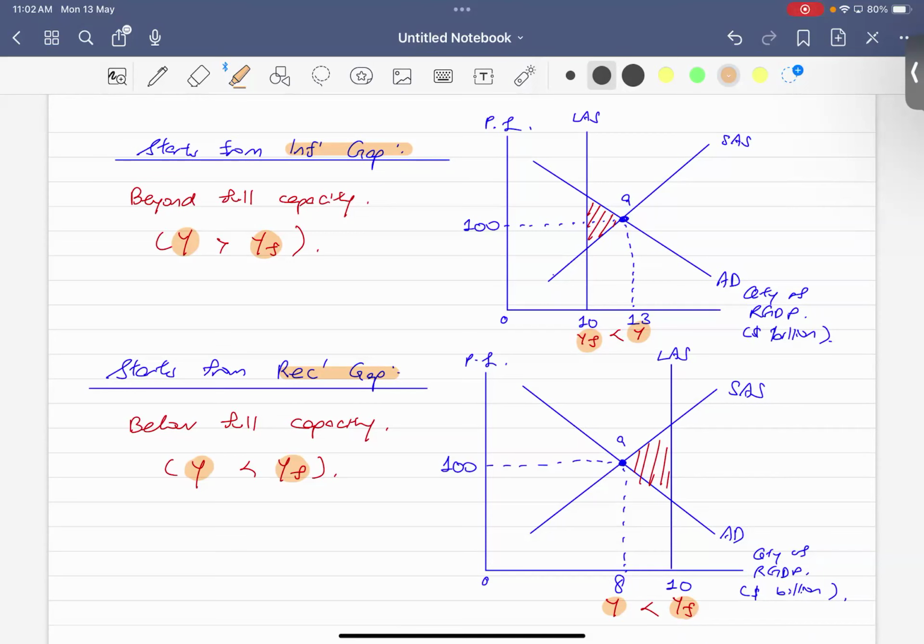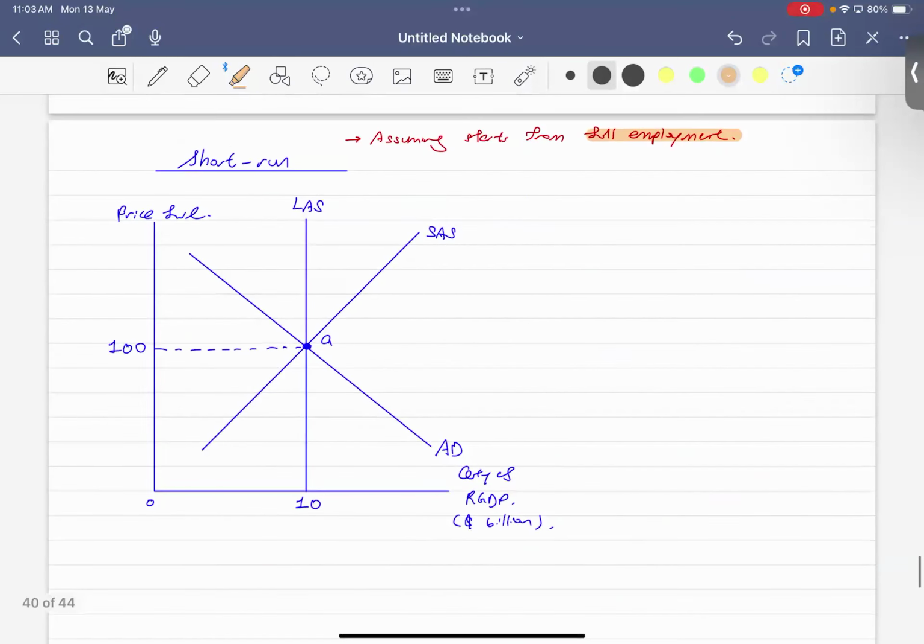Okay, let's continue just now for this one. You see now, let's say we start by assuming full employment. So this is the full employment, YF.